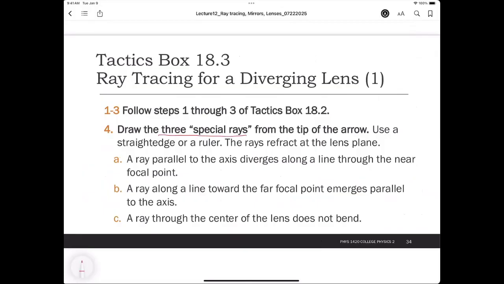The first one is a line parallel to the axis. It diverges along a line through the near focal point. The second, a line directed towards the far focal point, emerges parallel to the axis. And the third, a line through the center of the lens, does not bend.